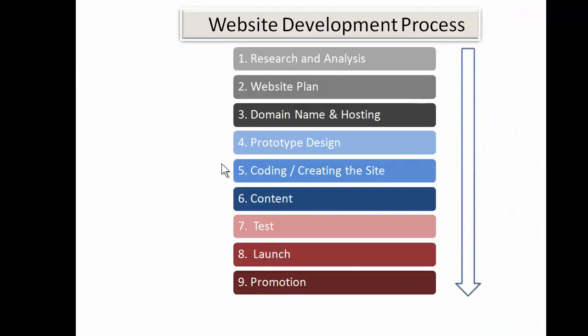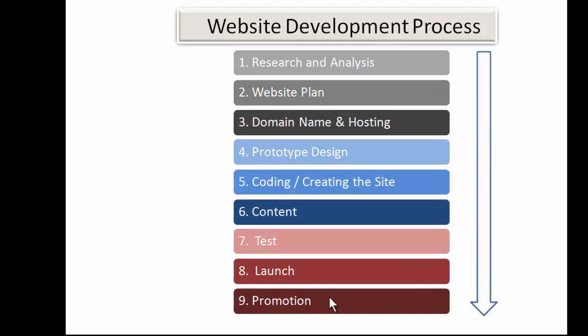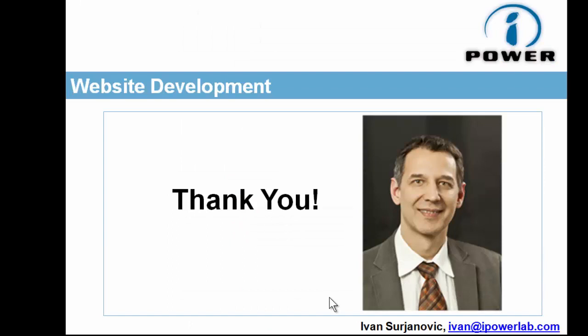So these are really the 9 steps of the website development process, the 9 phases of the website development process. Once again, they consist of research and plan, purchase of a domain name and hosting, prototype design, coding, developing the content, testing, launching, and finally promoting your website. Well, this is about it when it comes to the website development process. There is much more to say about each stage, but that's coming in the next presentations.